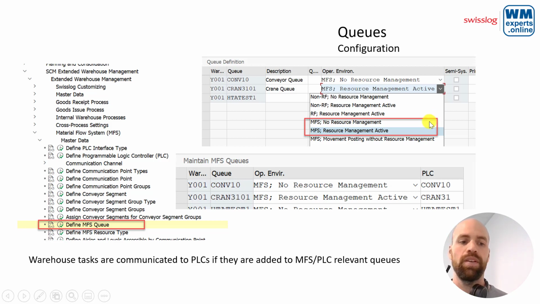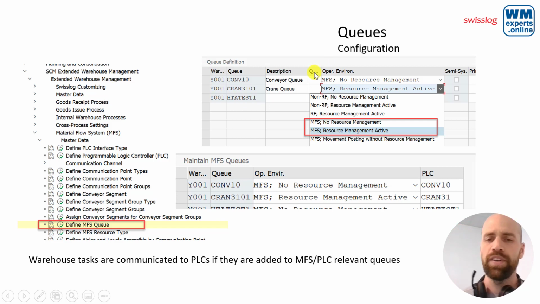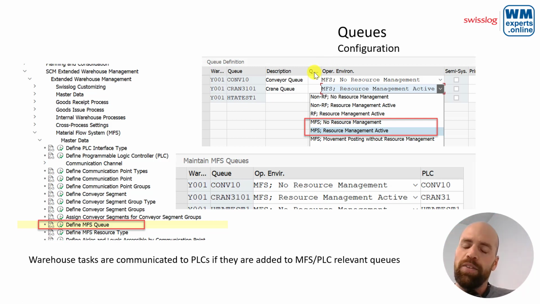subsystem or not. For queue customizing, and you might have seen that already if you're working with RF, you have this operating environment where you can say that's an RF queue, for instance, and you also have these parameters here that assign the MFS relevance to the queue. So if you set the queue to MFS environment, then the system will set a flag in the warehouse task that flags the given task as relevant for the subsystem. I will show you in detail on the next slides.